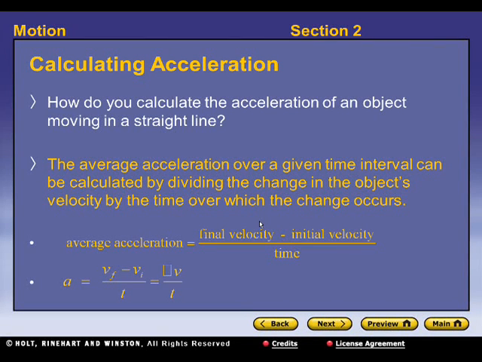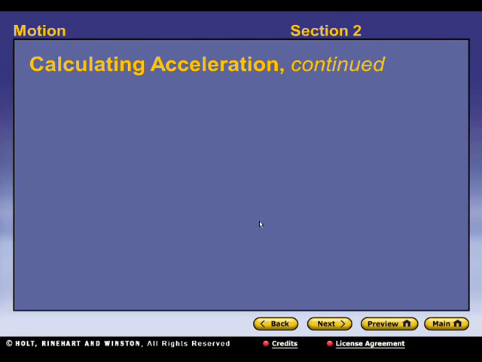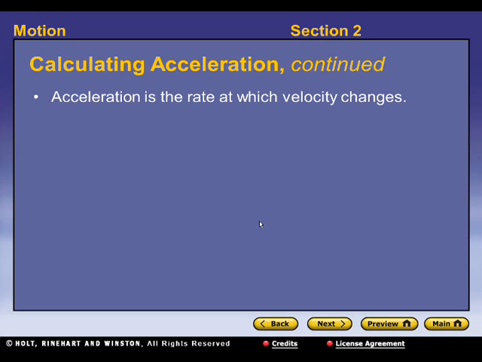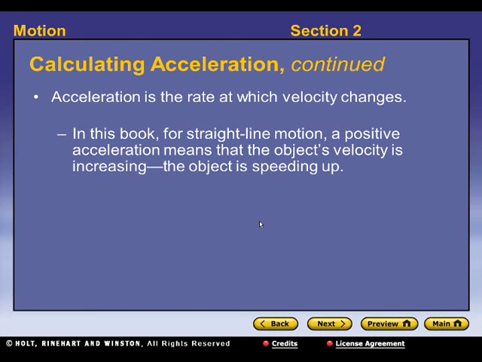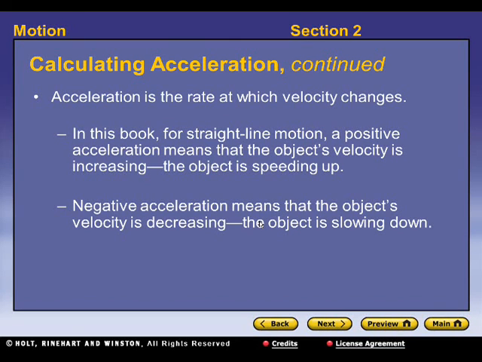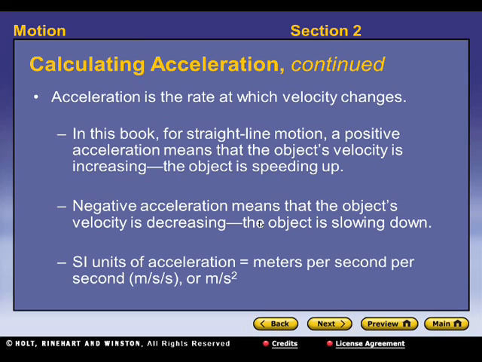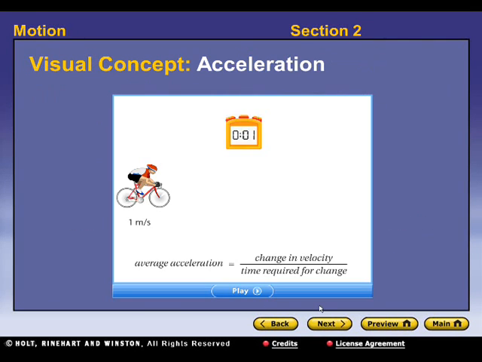Or actually in this little box right there next to v, that should be a triangle symbol, which is delta v, which means change in velocity. So acceleration is the rate at which velocity changes. In this book for straight line motion, a positive acceleration means the velocity or speed is increasing, so it's speeding up. Negative acceleration means it's slowing down, basically. And the SI units of acceleration are meters per second per second, or we commonly write that as meters per second squared here.